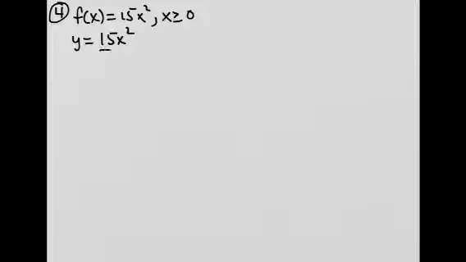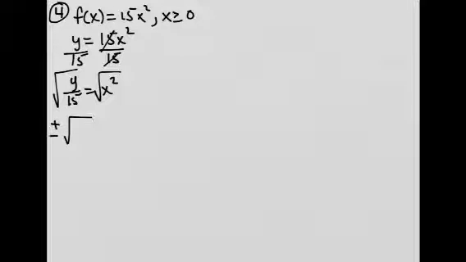So f of x is 15x squared. You've got to restrict the domain, so I'm picking the positive side. Switch the x and the y. Make the f of x equal y. And now we solve for x, so I'm going to divide by 15. So then I have y over 15 equals x squared. I'm going to take the square root of both sides, so that's plus or minus the square root of y over 15 equals x.